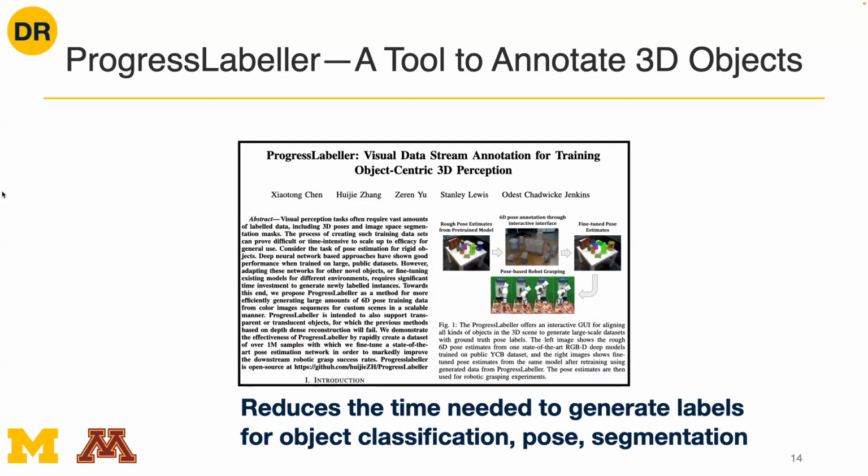The specific research project, the specific paper that was used to produce this data, is called Progress Labeler. Xiaotong Chen is another PhD student within Professor Jenkins' lab, and he led that project. The overall goal was to reduce the amount of time needed to generate labels for tasks that are common within the types of problems that a domestic service robot might want to handle. For things like object classification, pose estimation, and image segmentation, this tool makes it easier to collect these sorts of data sets.